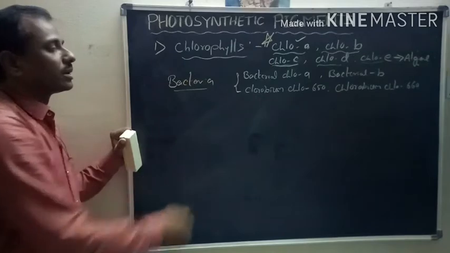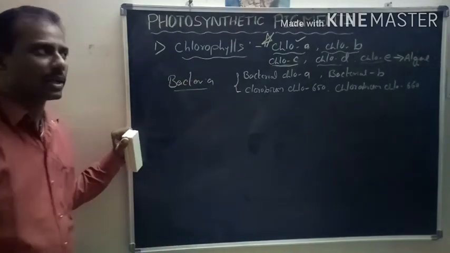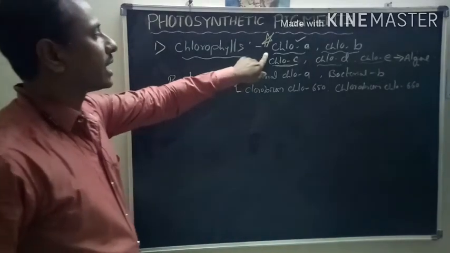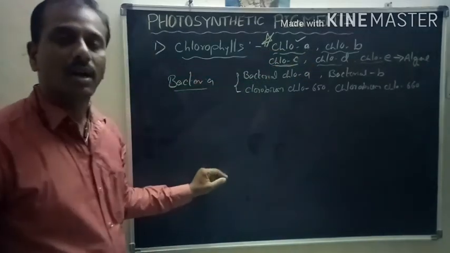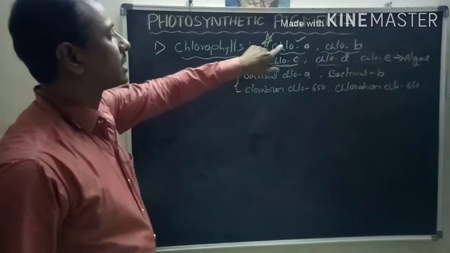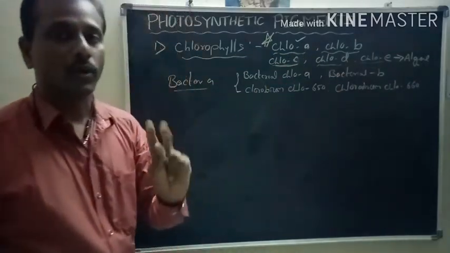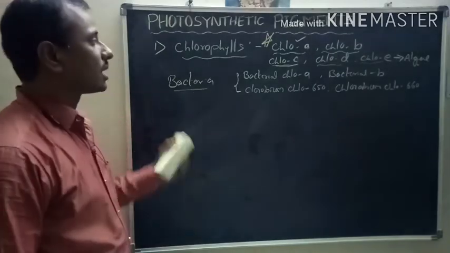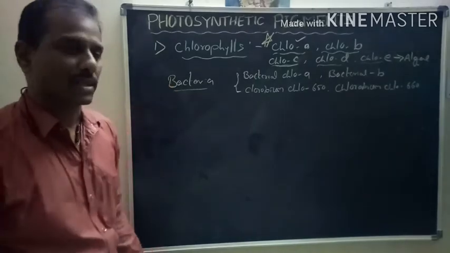These are present in bacteria. So in our study, that means in light reaction, further we are studying about chlorophyll A and chlorophyll B, because these two pigments are present in higher plants. So this is about the chlorophyll pigments, that is chlorophyll A, B, C, D, E and bacterial chlorophyll, 4 types.